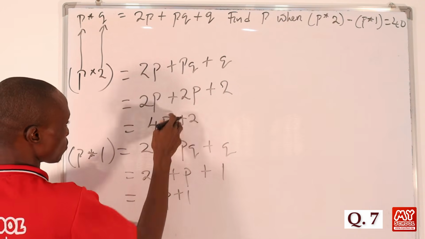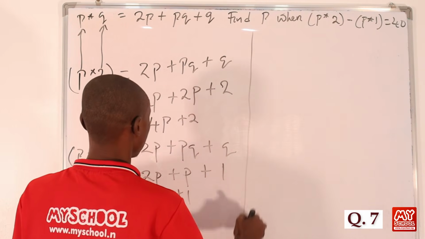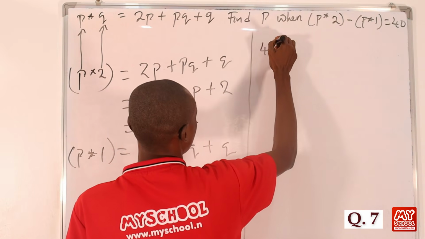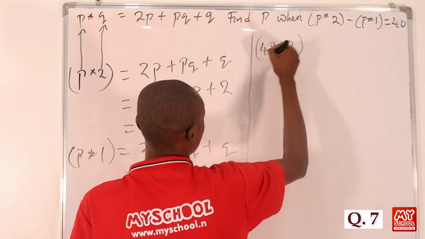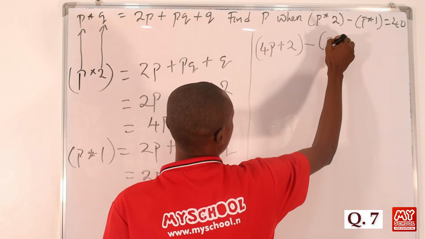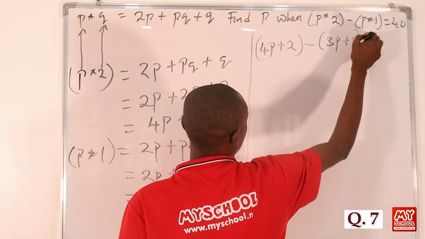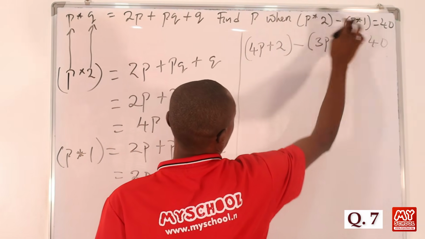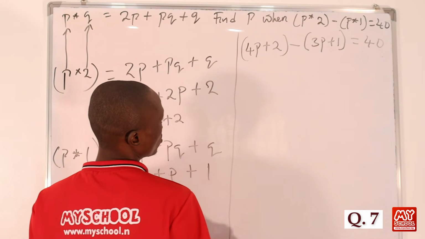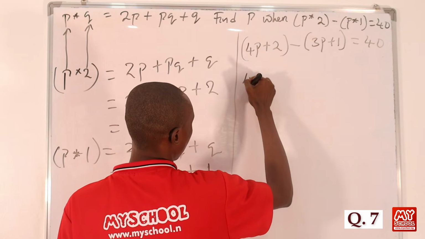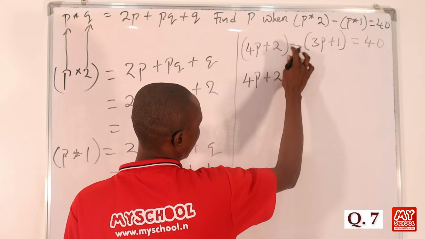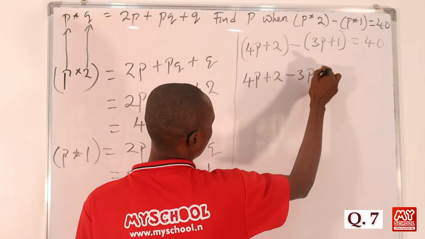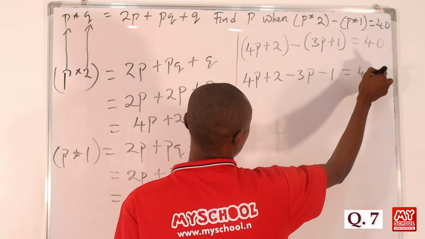So let's bring both of them together now. If we bring both of them together, we're having (4P plus 2) in brackets minus (3P plus 1) in brackets is equal to 40, according to the question that is given to us. Here we just open the bracket, so that we're having 4P plus 2, then minus 3P, then minus 1 is equal to 40.